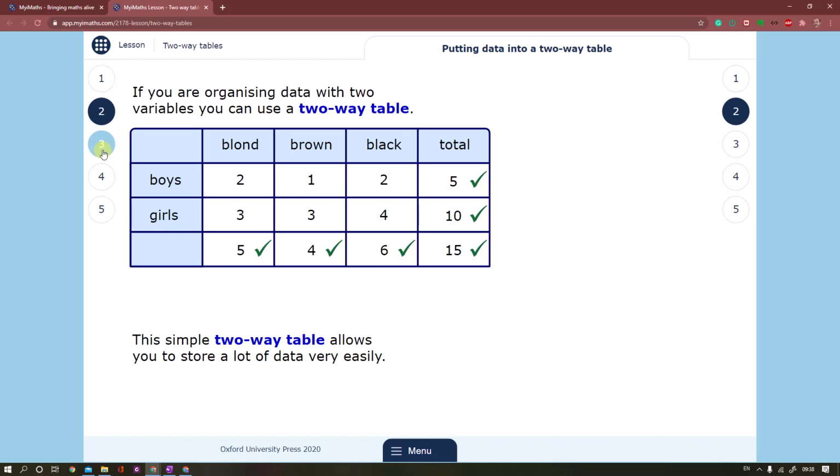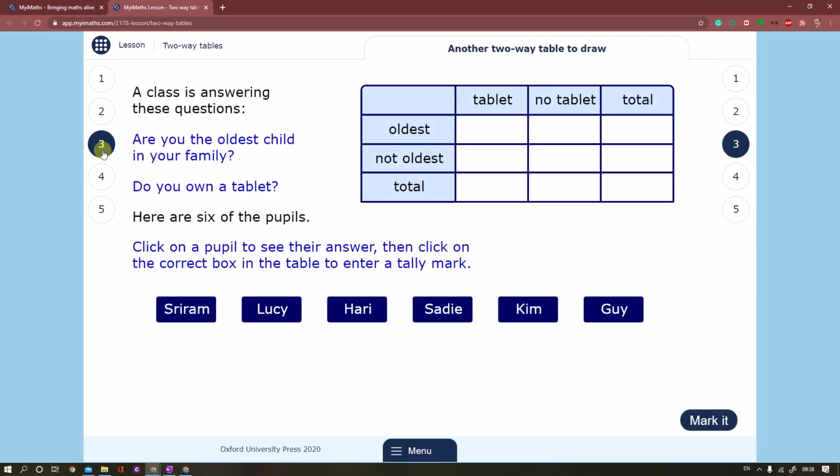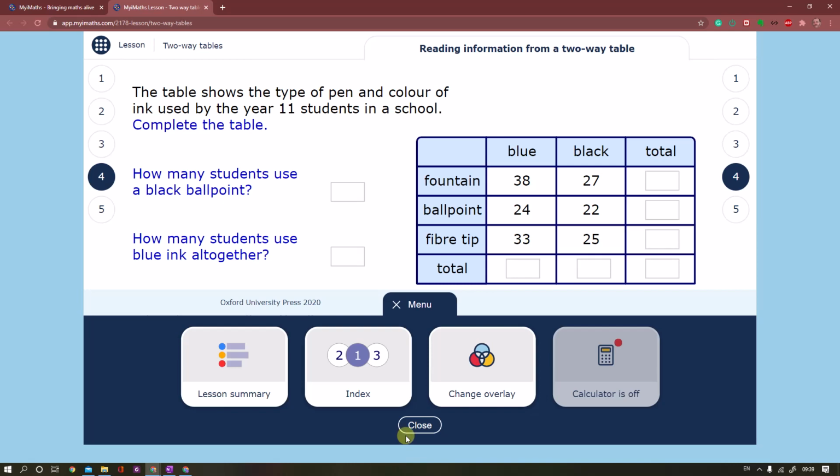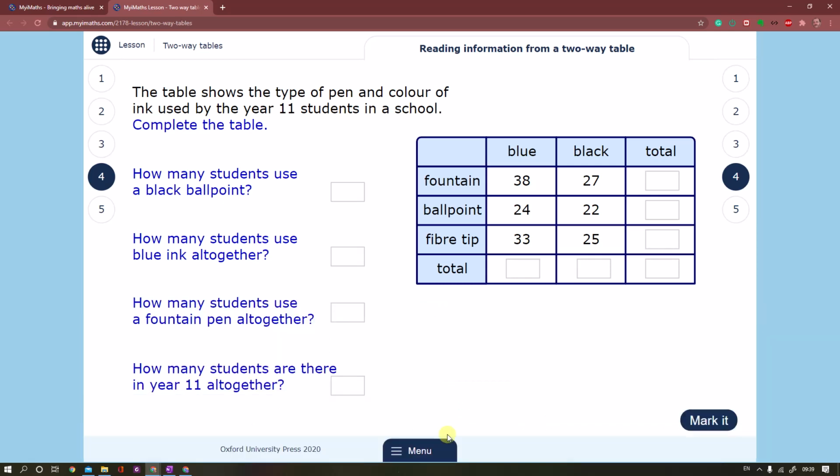So the idea now is we've got various people. Let's go to a different example. It's a lot easier if we go into this main one. So first of all, we've got pupils and what sort of pens they have, what type of pen, what colour. So fountain pens, we've got 38 and 12. Well, you can use a calculator. I don't think they've got their calculator turned on. Yeah, they've got the calculator turned off. Okay.